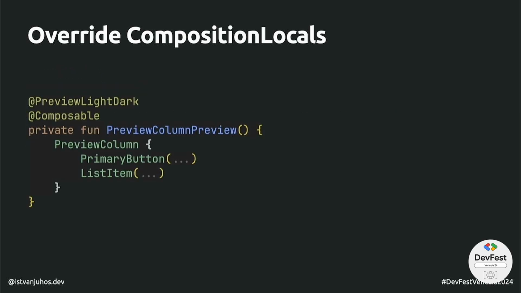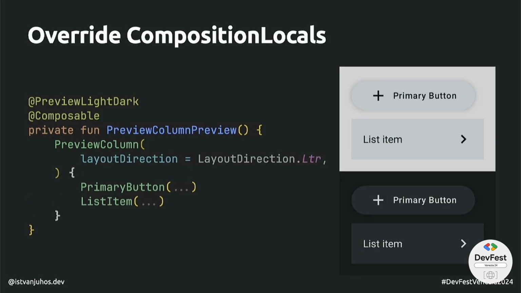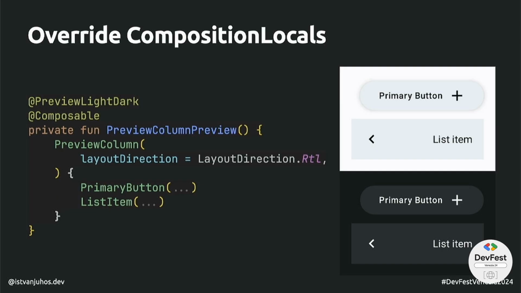And if we actually add some content to this preview column, a button and a list item that we already seen, and we start parameterizing our preview column, this is the default value. It's just for show now. But yeah, the default is left to right. And we can easily switch that to right to left to see if everything's correct in the right to left layout mode.